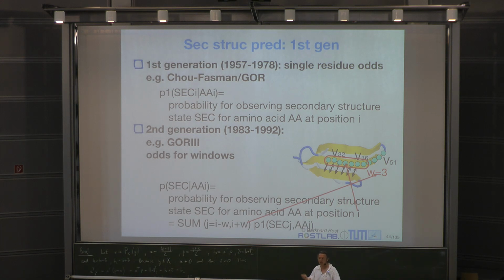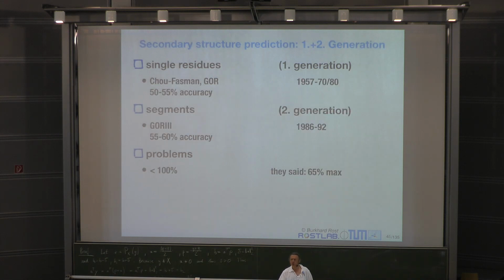And so the idea is very simple. Working out the probability in detail is highly non-trivial, and that's the achievement of Barry Robson here, to have introduced that for the first time. The problems with these methods of the second generation, well, the first problem obviously is it's not 100%.